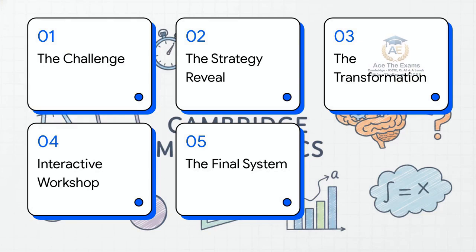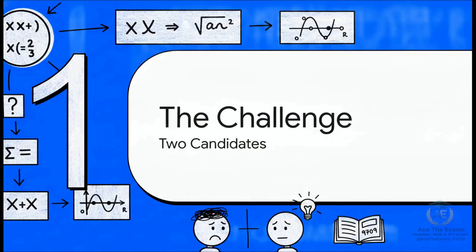So here's our roadmap for today's explainer. First, we'll look at the challenge. Second, the strategy reveal. Third, the transformation. Fourth, our interactive workshop. And finally, we'll lock it all in with the final system. Let's dive into Act 1. The challenge, the tale of two candidates.